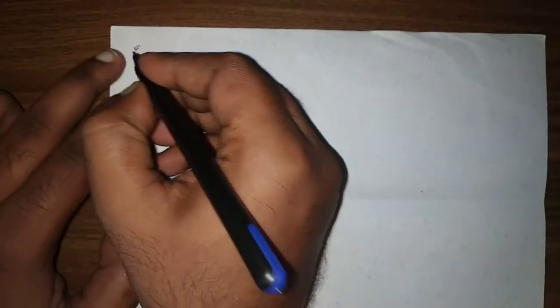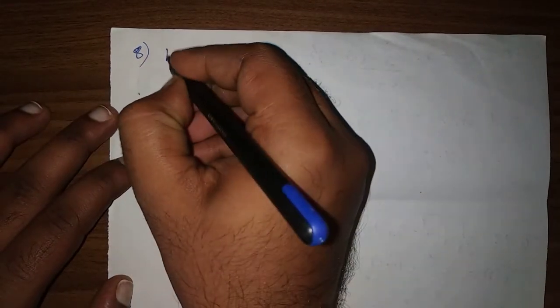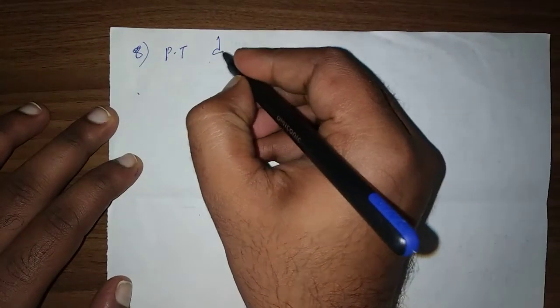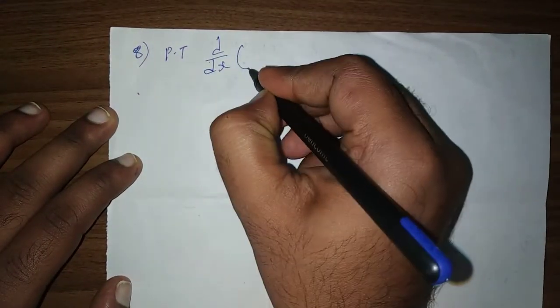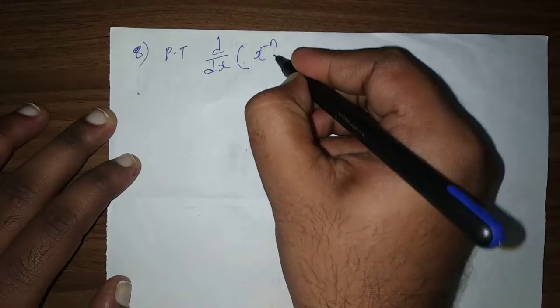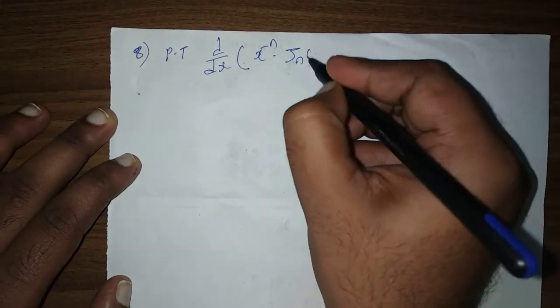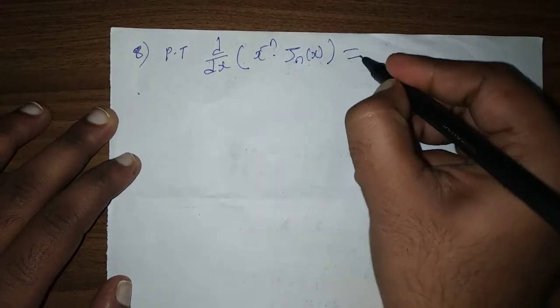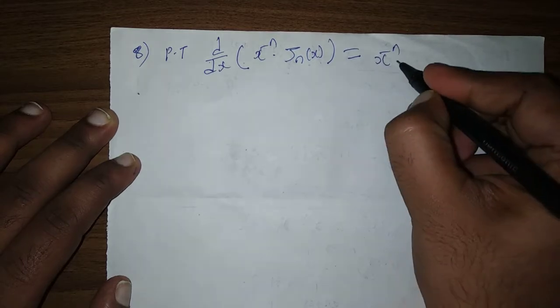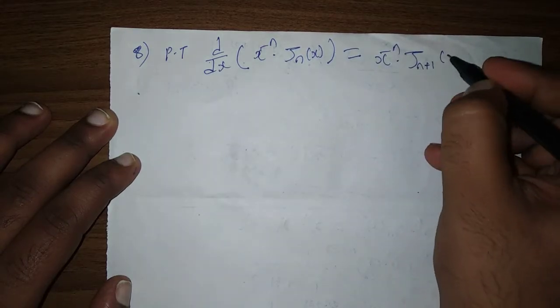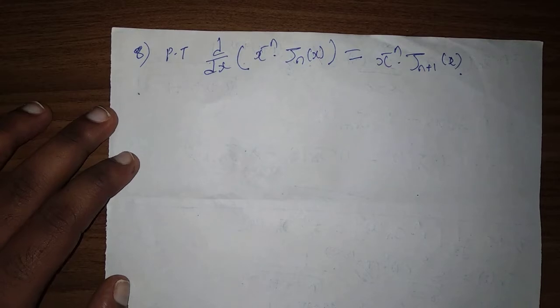So let us do the last property in special function regarding the recurrence relation of Jn of x. That is, prove that d by dx of x to the power of minus n into Jn of x is equal to minus x to the power of minus n into Jn plus 1 of x, similar to the previous property.